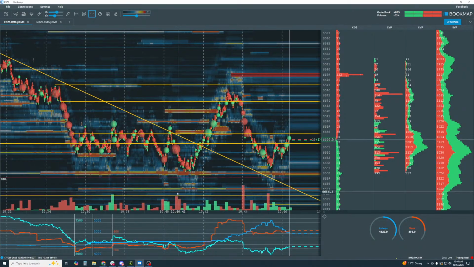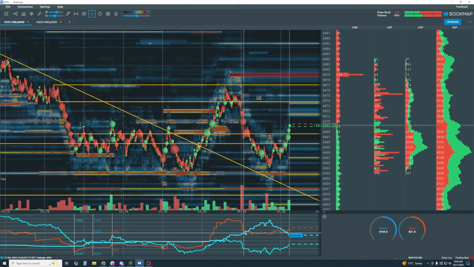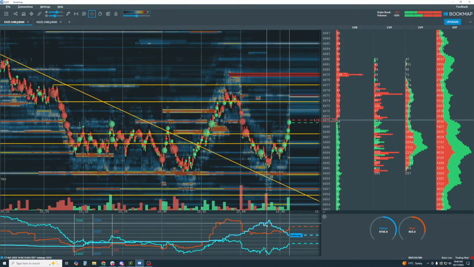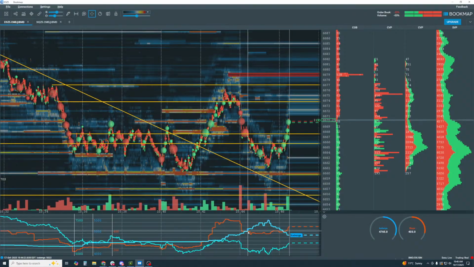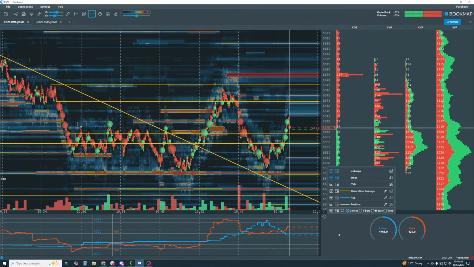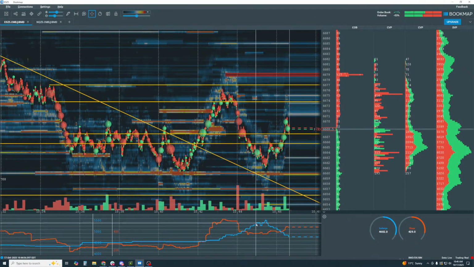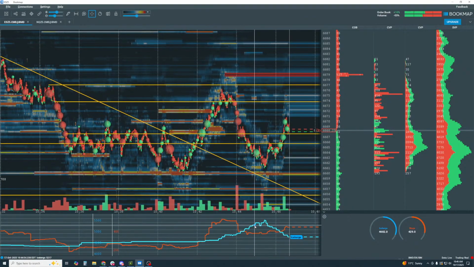Okay, how it works? I'll explain that. This is based off of cumulative volume delta. Let me get rid of the CVD here. Basically it's doing the same output as the cumulative volume delta. It's just buy minus sell.